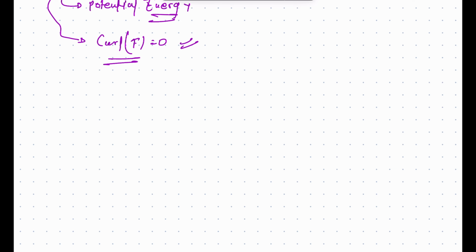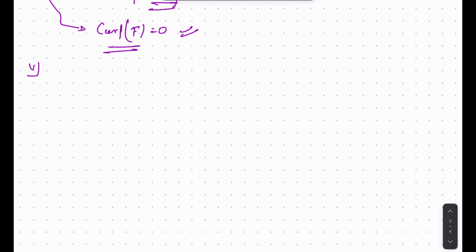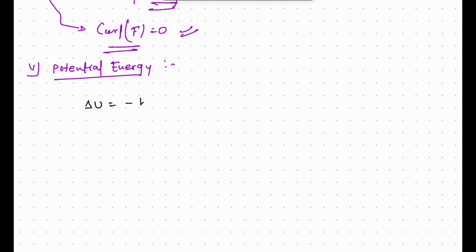Okay, now let's go to the potential energy. What is the potential energy? How do we define it? Potential energy, first, we cannot define absolute potential energy, we define the change in the potential energy. So change in potential energy is defined as the negative of work done by the conservative force. Okay, so this is the way we define it. You can keep it in mind like this only.